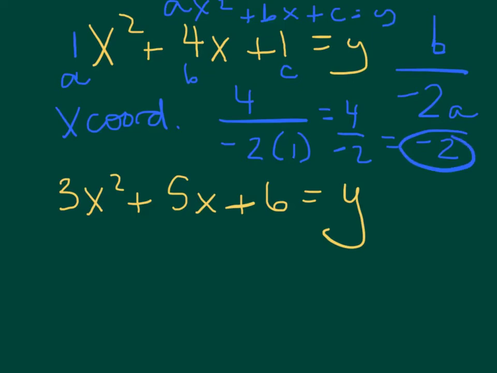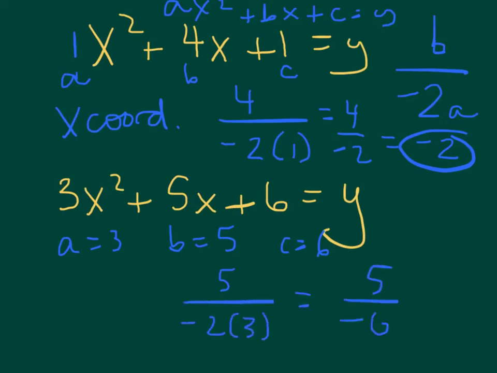Then here's another case. Here a is equal to 3, b is equal to 5, and c is equal to 6. So now we have b, which is 5, over negative 2 times 3, or 5 over negative 6. So this and this are both, for each of these parabolas, the x-coordinates of the vertex.